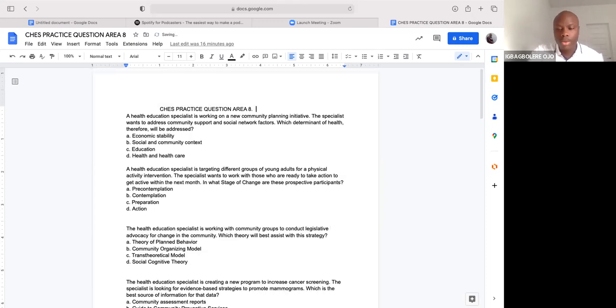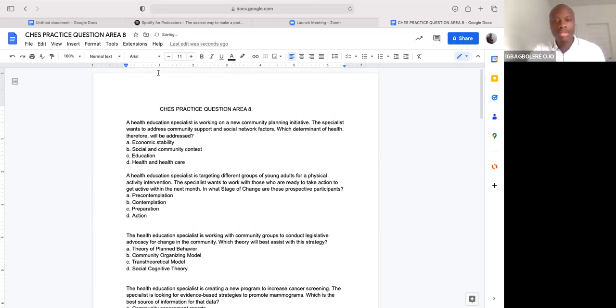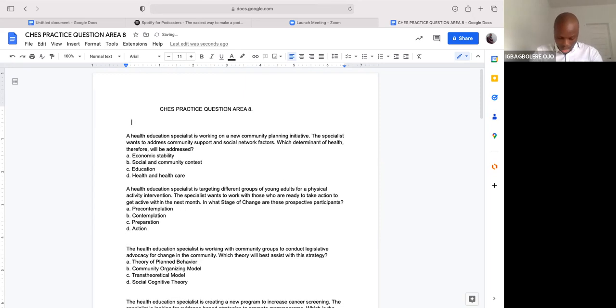So, like it's rightly tagged on the screen, CHES practice questions are area number 8. And of course, that area number 8 is termed ethics and professionalism. Now, I believe this was just added sometimes last year, if I'm not mistaken, for the new edition of the book, right? So area 8 was just added, I believe.